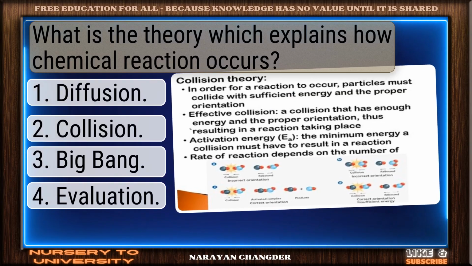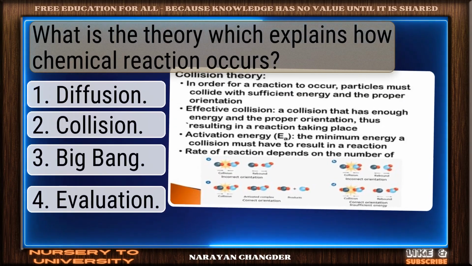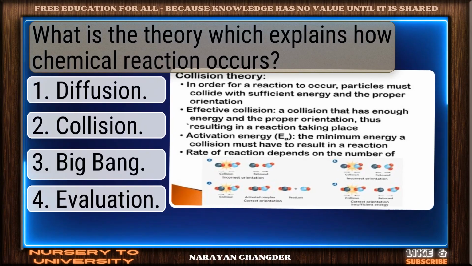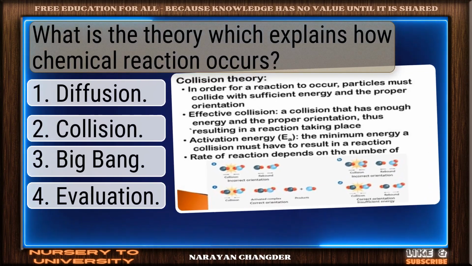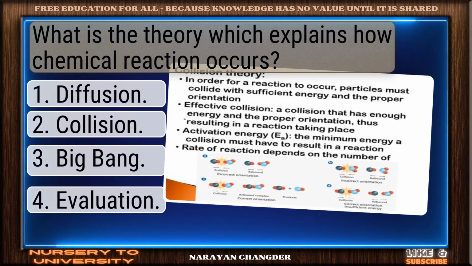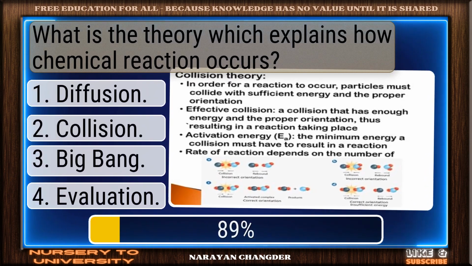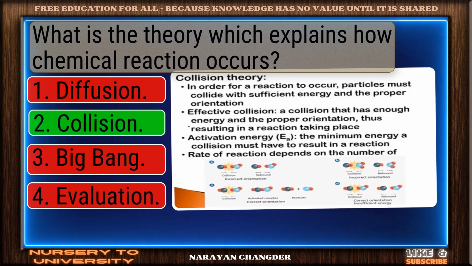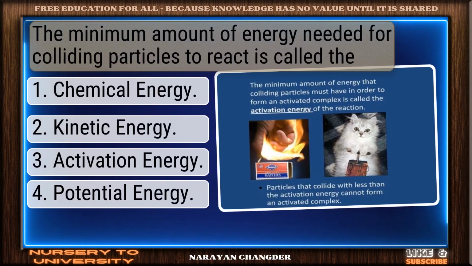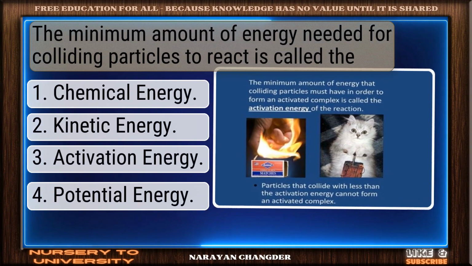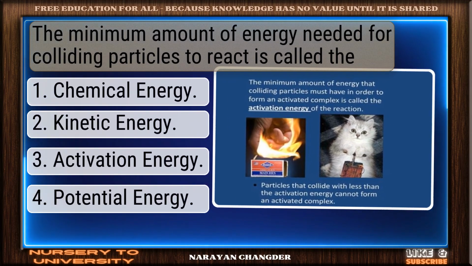What is the theory which explains how chemical reaction occurs? Option 1, diffusion. Option 2, collision. Option 3, Big Bang. Option 4, evaluation. Yes, collision is right.